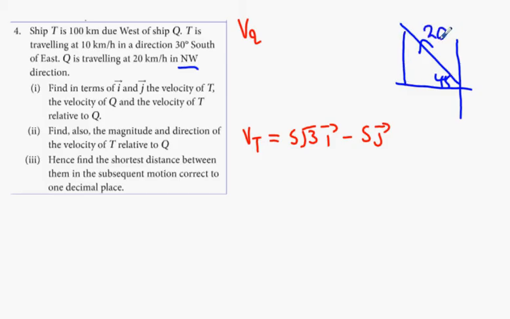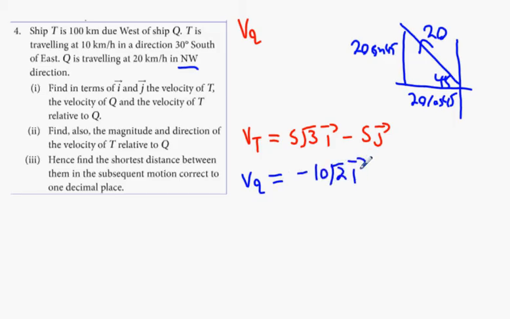What does that mean for the other two? 20 sine 45 and 20 cos 45. Somebody just do 20 sine 45 in the calculator for me. 10 root 2. Okay. Is it a positive i or a negative i? Northwest. Negative. Why? Because it's west.